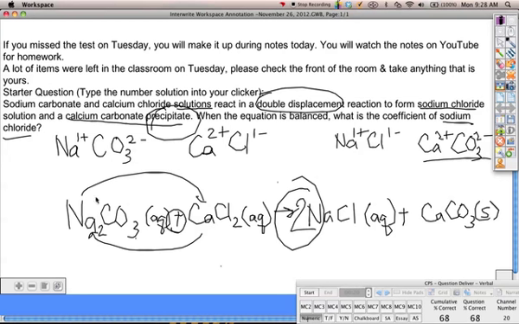Double displacement means that they switch partners. It's like saying, in general, AB plus CD forms AD plus CB. What would a single displacement look like? Sounds good. So single displacement would be like A plus BC, and then the metals would switch places, and we would get B on its own now plus AC.